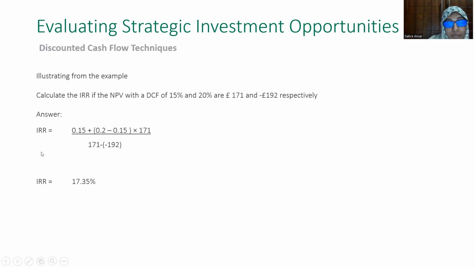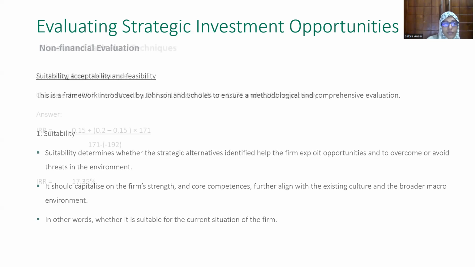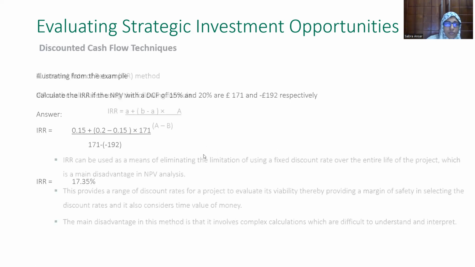And you do the calculation here, how the IRR would be 15% plus. First you do what is inside the brackets. So 0.2 minus 0.15 would be 0.05, right? So multiplied by 171, thereafter divided by the amount that comes here, which is 171 plus 192. The IRR would be 17.35.